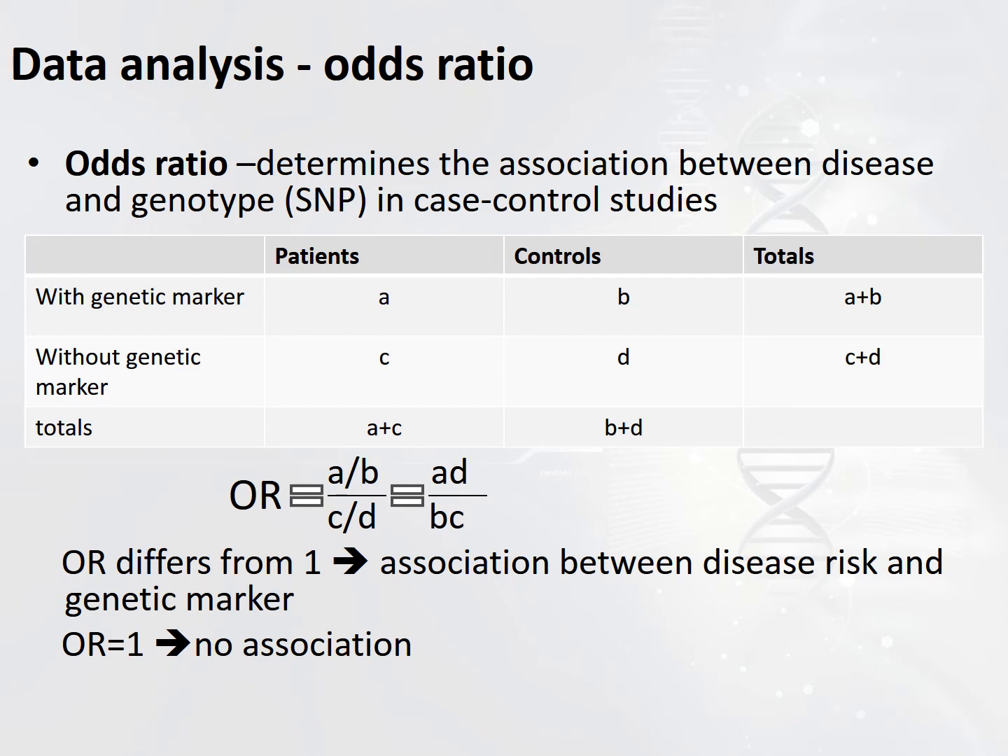So if you have a value that is larger than 1, that means that there is an association between the variant and the disease. If it is 1, there is absolutely no association. Basically, the odds ratio represents the risk of disease for a certain variant. So the higher the number, the higher the risk for that particular variant to be associated with a disease.